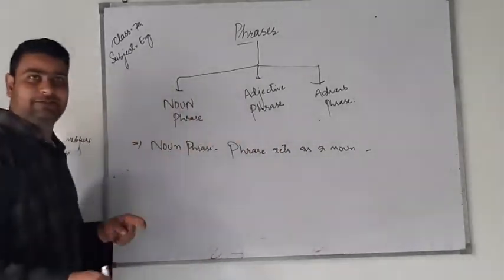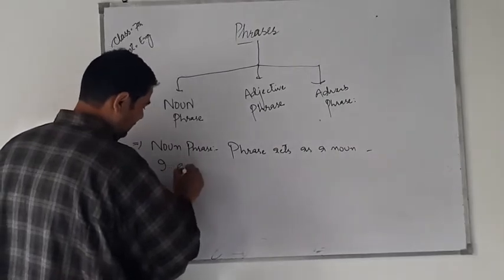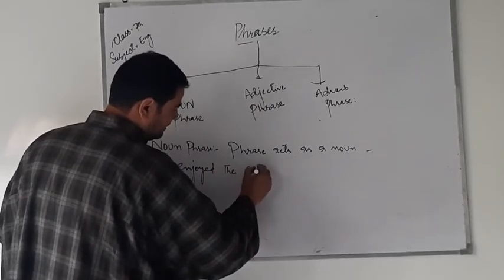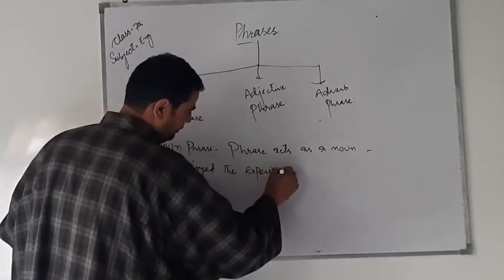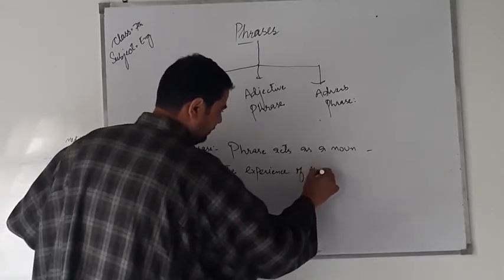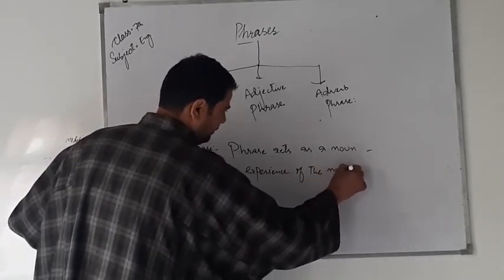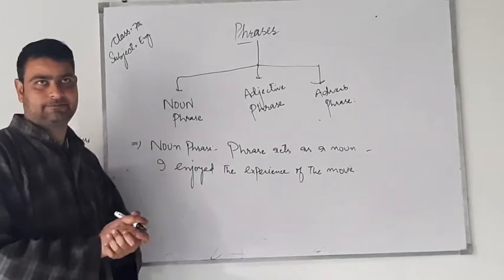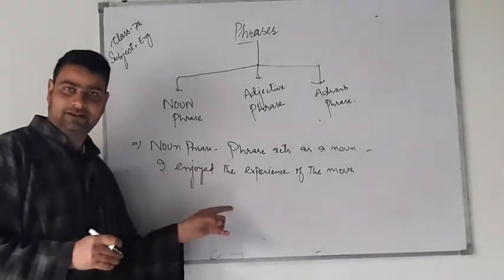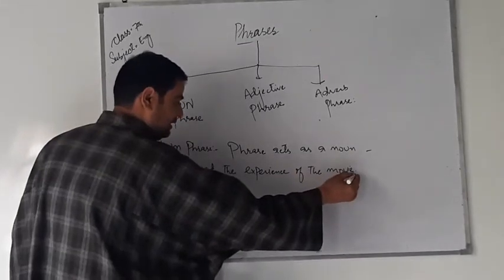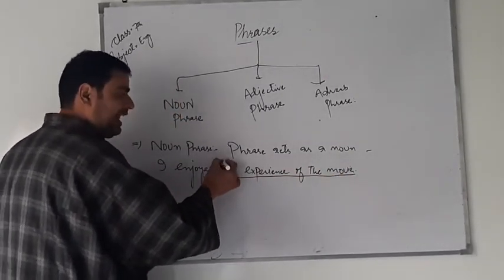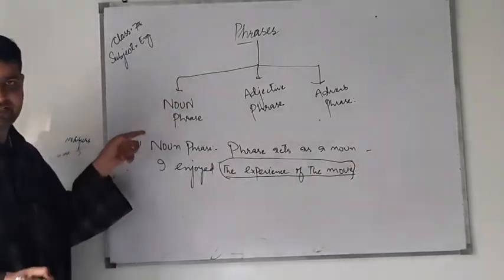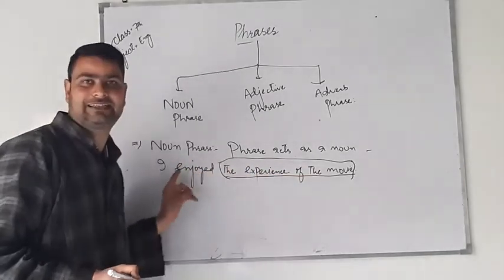Same example again. I enjoyed the experience of the movie. But the method is different this time. You understood the first method? That this part, the experience of the movie, acts as a noun together. Hence, it's called a noun phrase, because this phrase together acts as a noun.